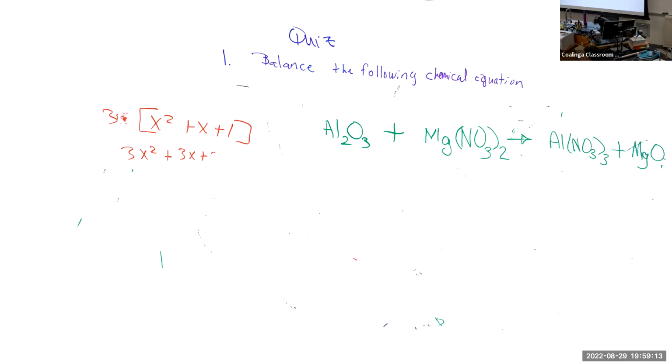So where are my elements? Okay. So how many aluminums do I have on my reactant side? How many oxygens do I have? 3 times 2 plus 3.